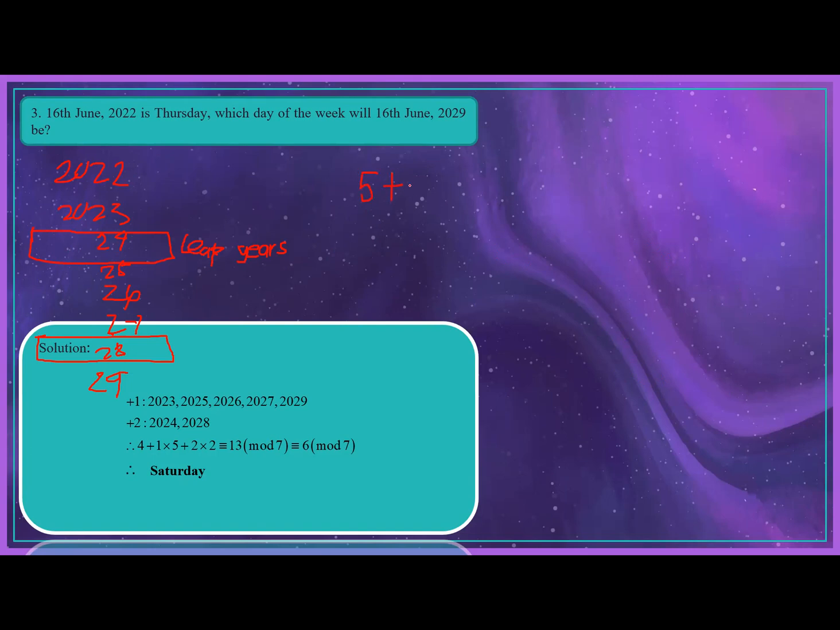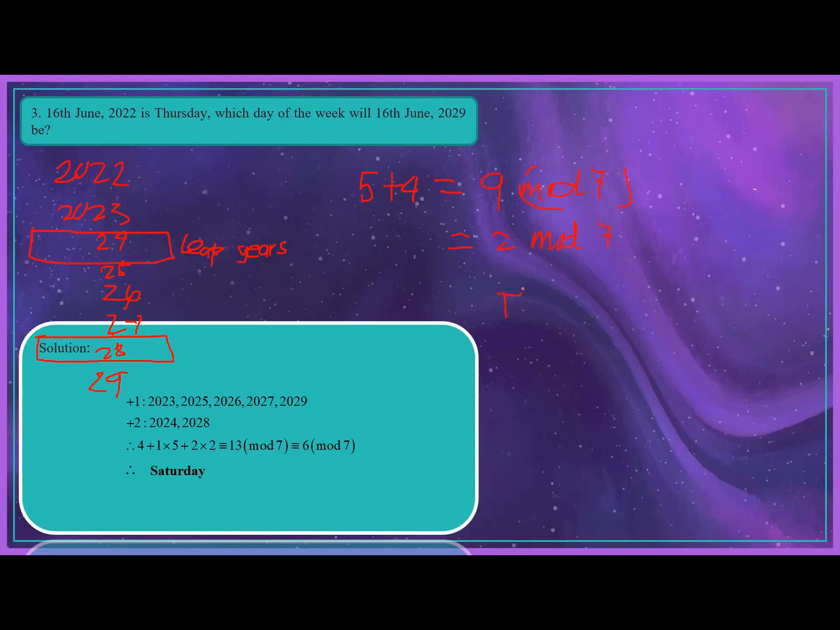plus 2 times 2 is 4. So that would be 9, right? 9. So this is, you divide this by 7. So basically, you have 2 modulo 7.